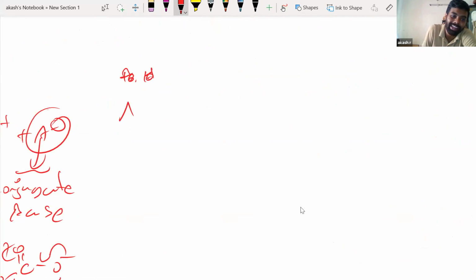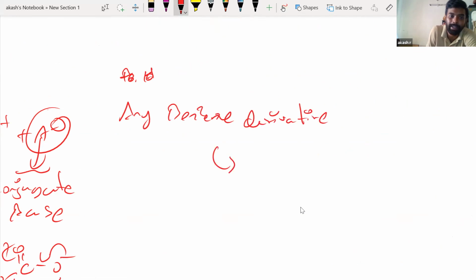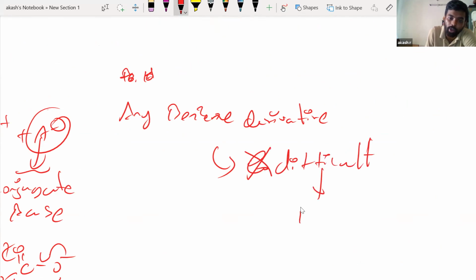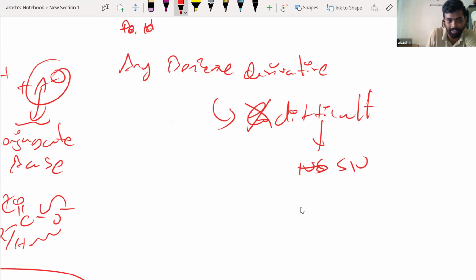Haloalkanes, or in general any benzene derivative, right? Any benzene derivative does not, or it's very difficult to make it undergo nucleophilic substitution, SN. It is very, very difficult for benzene derivatives to undergo nucleophilic substitution. I think in one of the discussion classes, we already discussed this. Some students were there, but most of you were not there. Anyways, now we all know why it is like this, right?